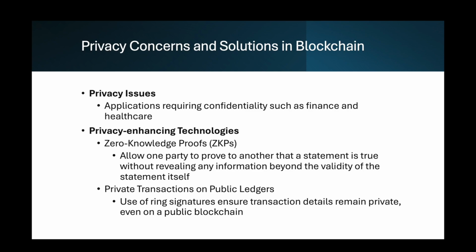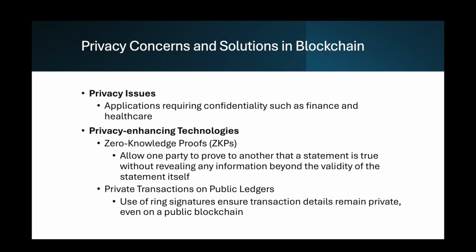Privacy concerns and solutions in blockchain. Privacy issues: while blockchain's transparency is one of its strengths, it also raises privacy concerns, especially in applications requiring confidentiality such as finance and healthcare. Privacy-enhancing technologies: zero-knowledge proofs allow one party to prove to another that a statement is true without revealing any information beyond the validity of the statement itself. Zcash, a privacy-focused cryptocurrency, utilizes ZKPs to enable encrypted transactions.